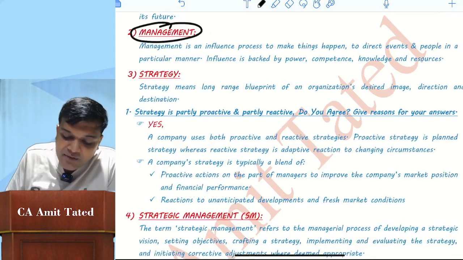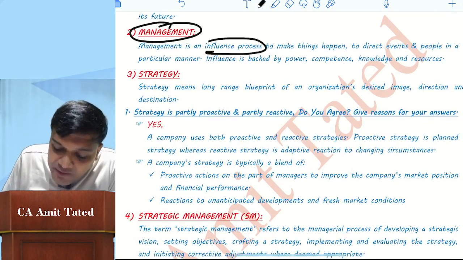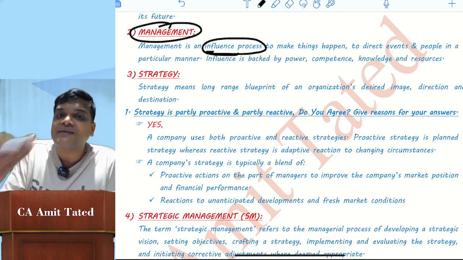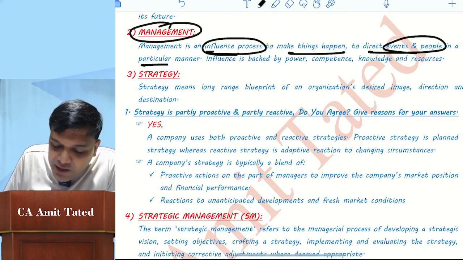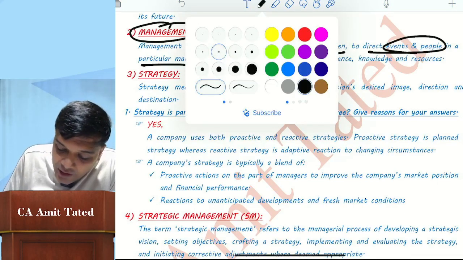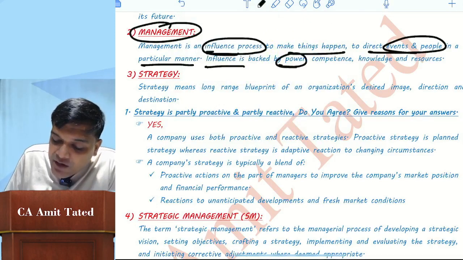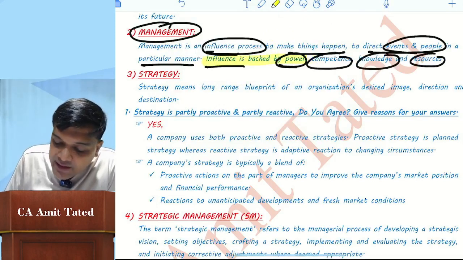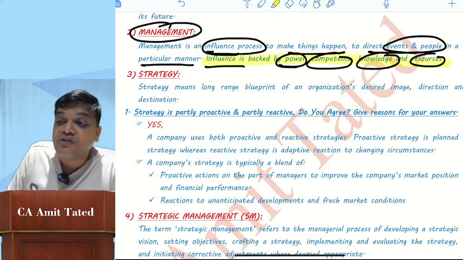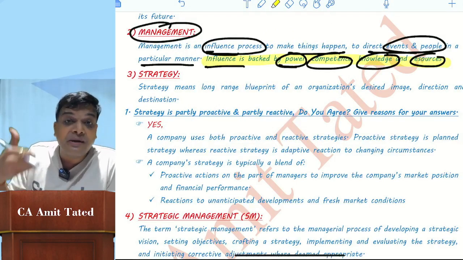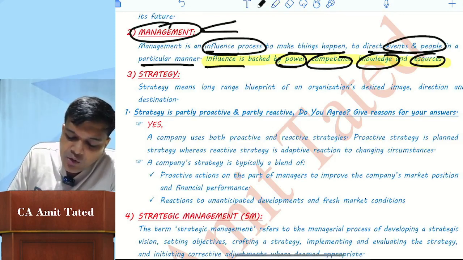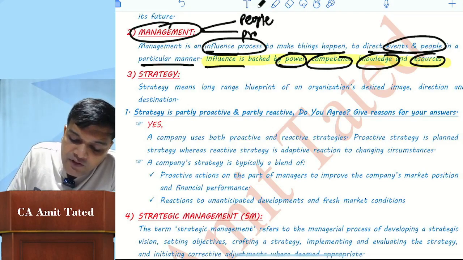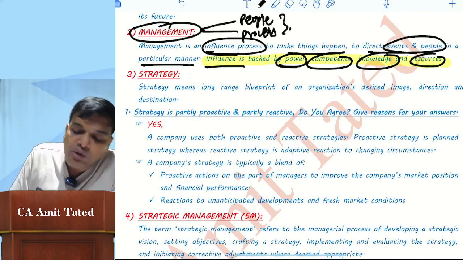Therefore the definition of management goes like this: management is nothing but an influence process. Influence means the process which is influenced by somebody to make things happen, to direct the events and people in a particular manner. Influence is backed by power, competence, knowledge and resources, whether it is top management, middle management or lower management. So management focuses on two elements: the people who are managing the business, and the process by which the business is managed, and strategic management is a combination of both.